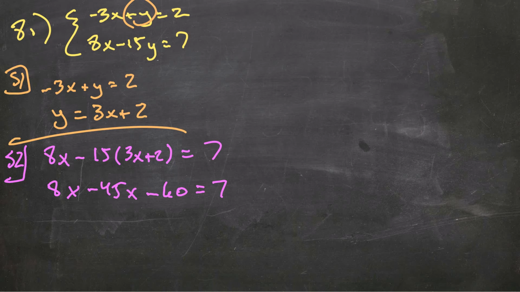Alrighty, so I put these two together. I get minus 53x plus 60 equals 7. I subtract 60 from both sides, so now I'm on to step 3.